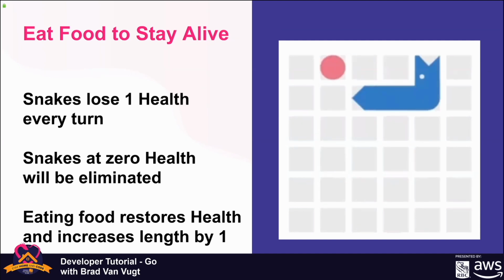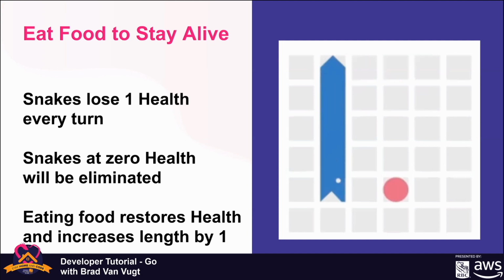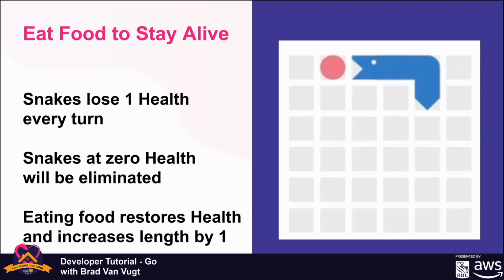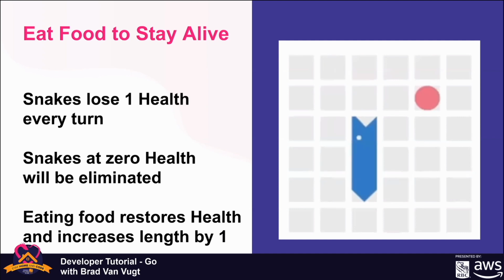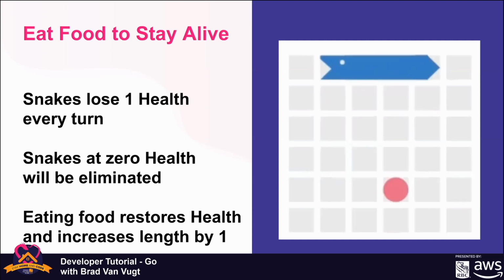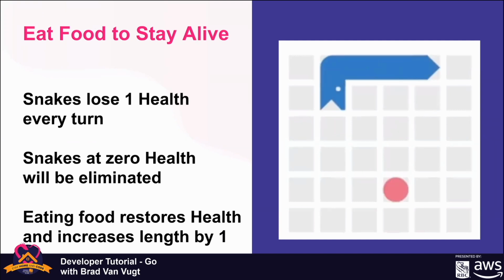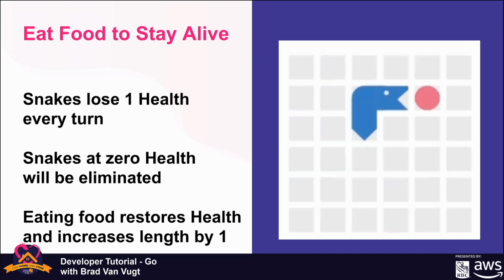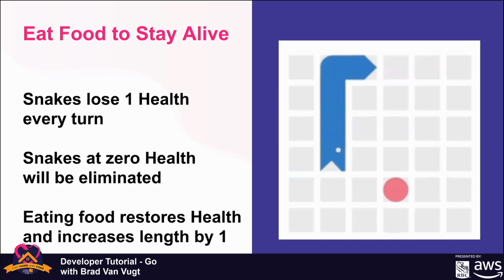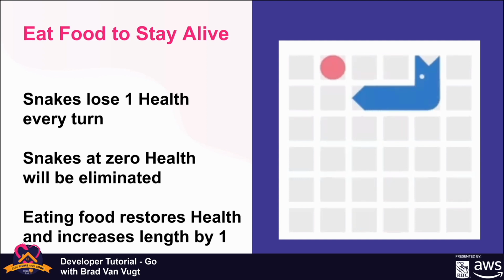The side effect of eating food, though, is that your snake is going to get longer. If you look at the animation on the right, every time the snake eats food, it grows by 1 additional length. This means that as you eat food to stay alive and healthy, you're going to take up more and more space on the board, and it's going to get harder and harder to survive.